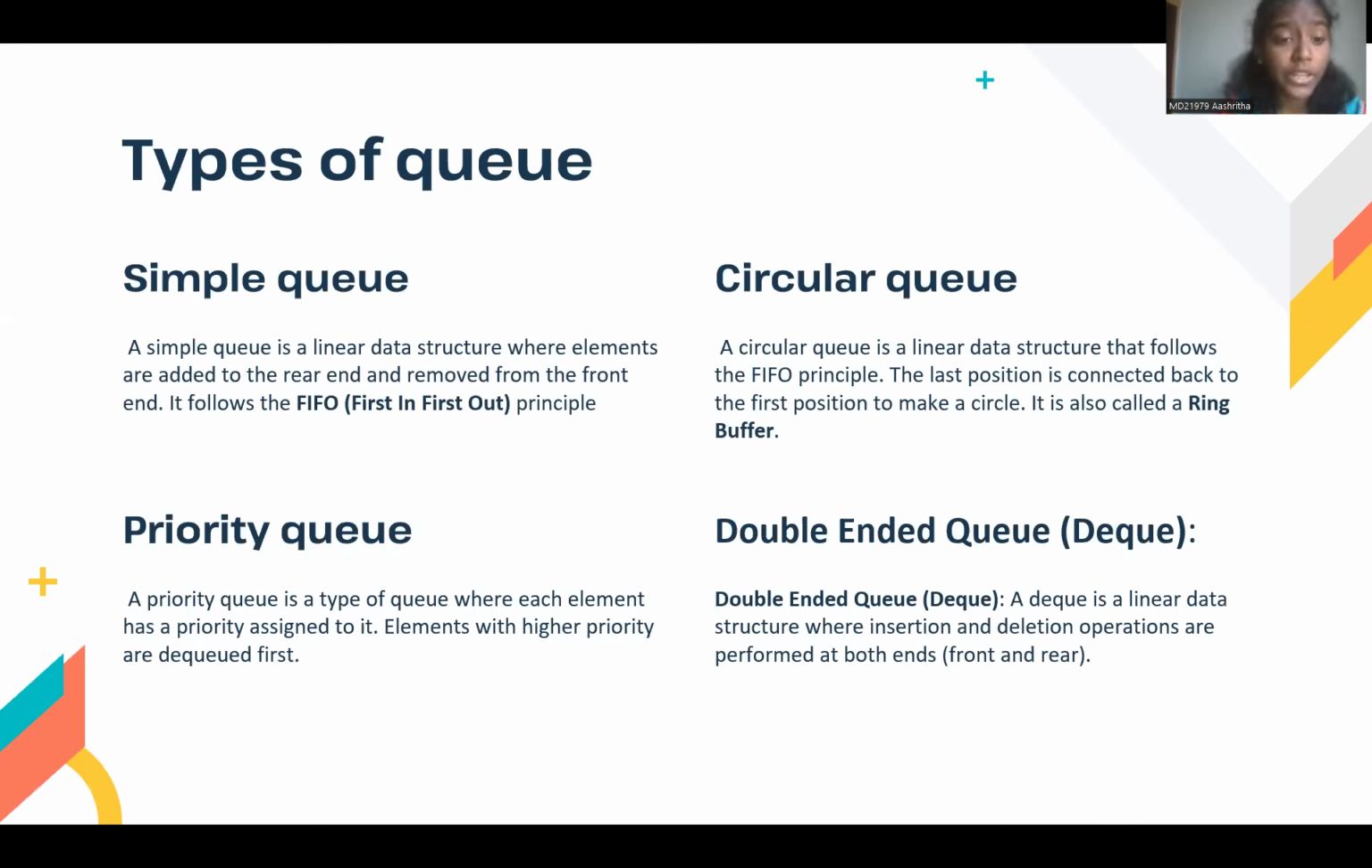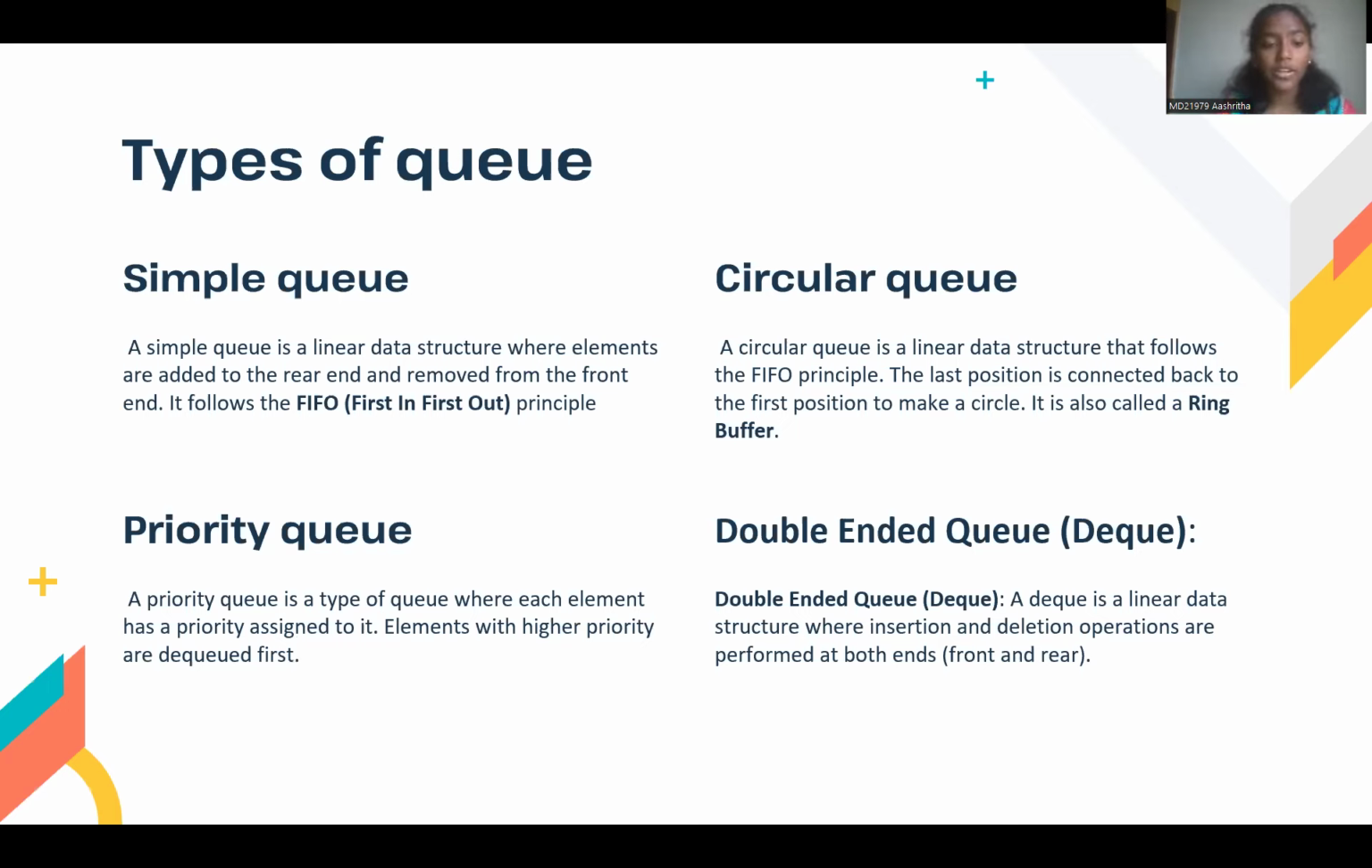Simple queue. A simple queue is a linear data structure where elements are added to the rear end and removed from the front end. It follows the FIFO principle. Circular queue. A circular queue is a linear data structure that follows the FIFO principle. The last position is connected back to the first position to make a circle. It is also called a ring buffer.